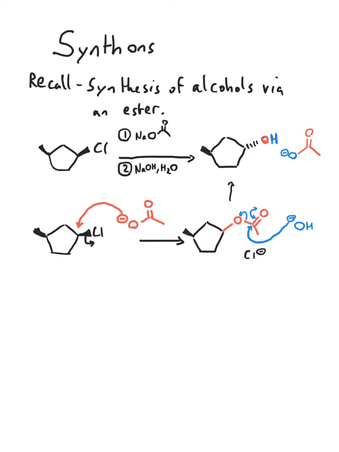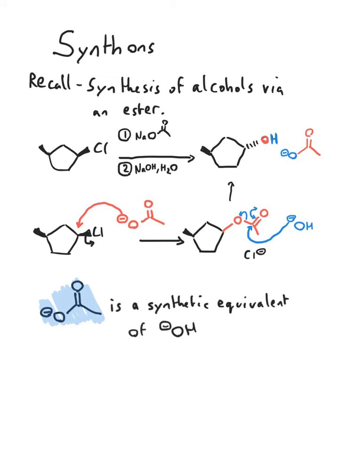In essence, we are using an acetate anion to add a hydroxide group onto the molecule. We would say that the acetate anion is a synthetic equivalent of a hydroxide, or a synthon.